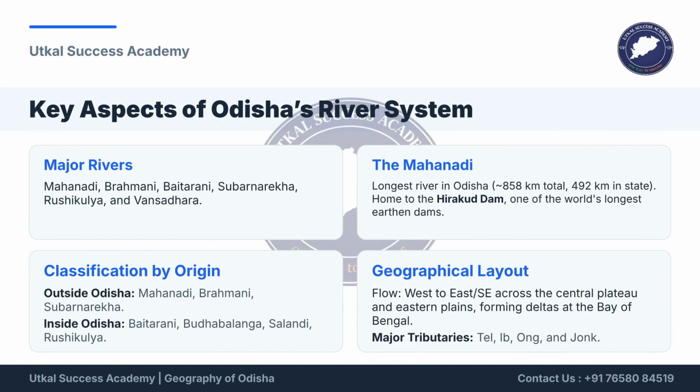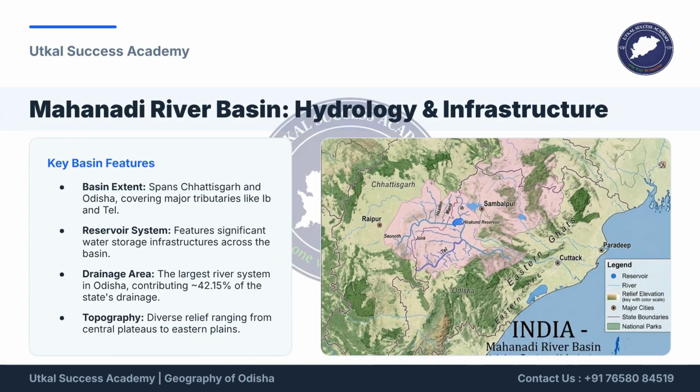The major rivers of Odisha are the Mahanadi, Brahmani, Baitarani, Subarnarekha, Rushikulya, and Vansadhara. The Mahanadi is the longest river in the state and home to the Hirakud Dam. Rivers are classified by origin, inside or outside Odisha. The Mahanadi River Basin spans Chhattisgarh and Odisha, covering major tributaries like Ib and Tel. It features significant water storage, including the Hirakud Reservoir, and accounts for over 42% of the state's drainage.